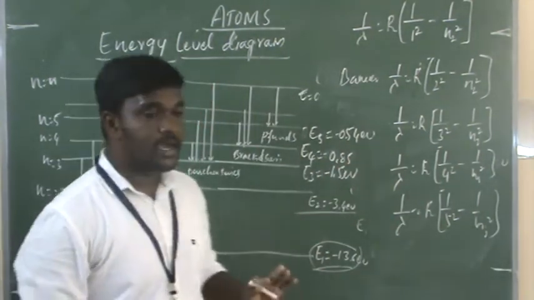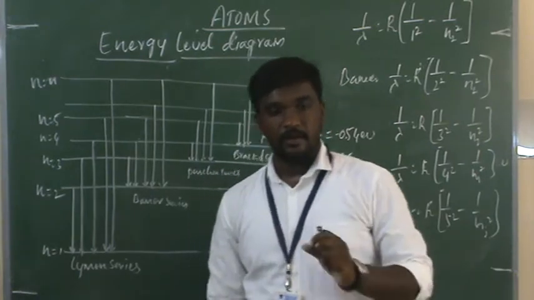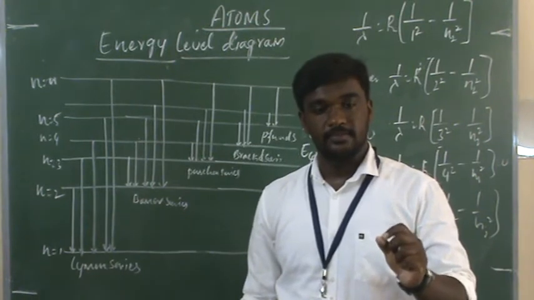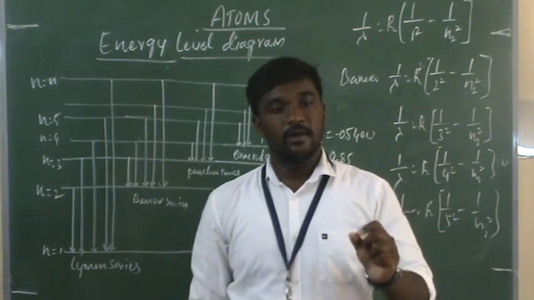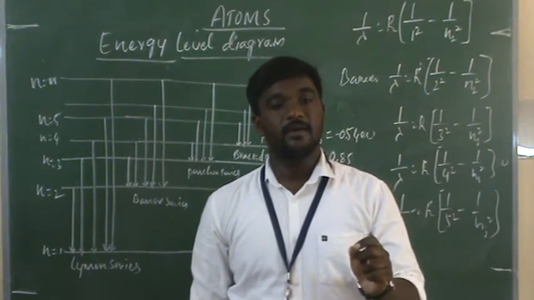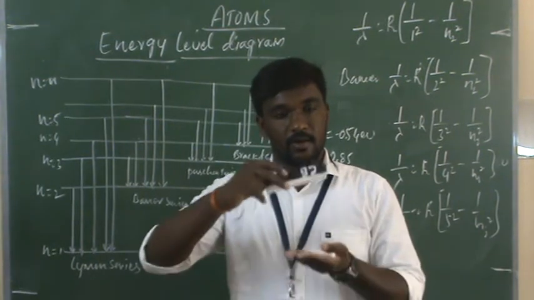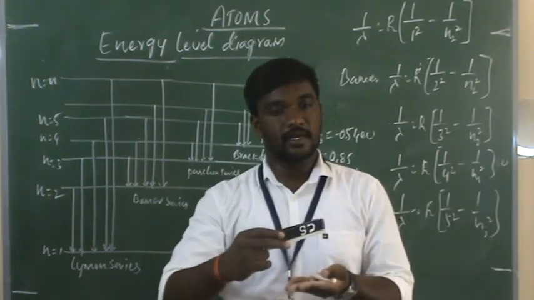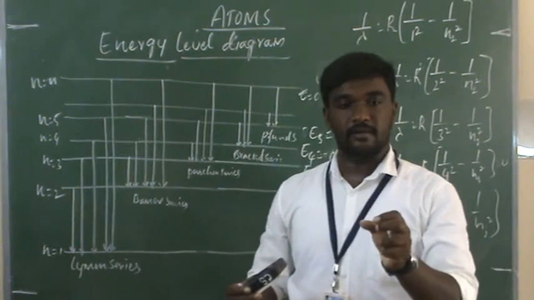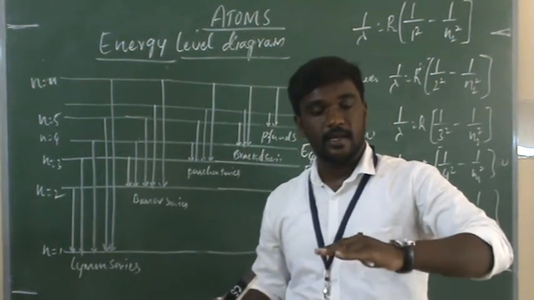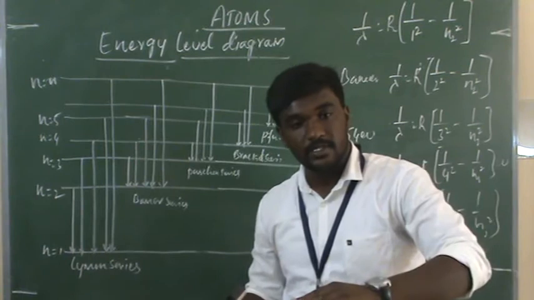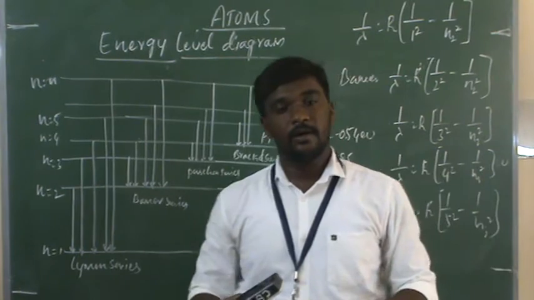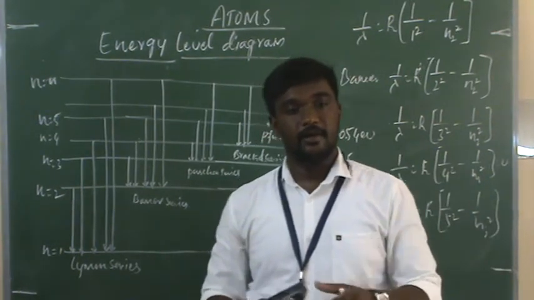Okay, this is about the energy level diagram. If you have any doubts: in a normal hydrogen atom, when the electron is in the lowest energy state, that is said to be the ground state. When the electron is in the lowest energy state, we call it the ground state. When energy is supplied to the electron, the electron is excited from the ground state to an excited state. That is known as the energy level diagram.